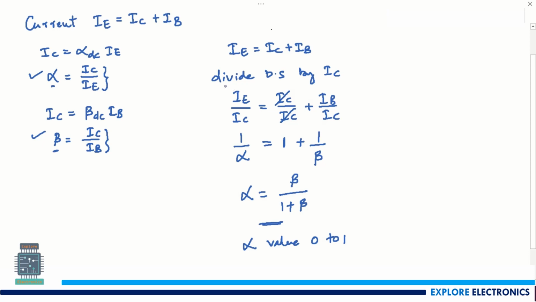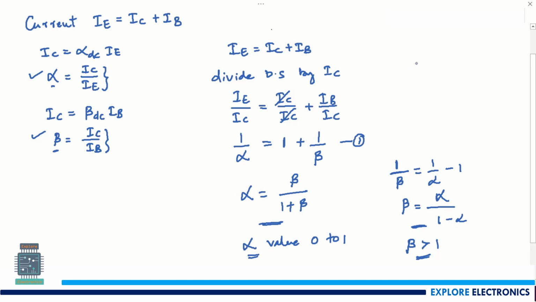In a similar way, from this expression, if we rearrange to write the expression for beta, 1 divided by beta is equal to 1 divided by alpha minus 1. Again from this we can write the expression for beta: beta is equal to alpha divided by 1 minus alpha. This is the expression for beta in terms of alpha, and we know that this beta value is always greater than 1. So this is the relationship between alpha and beta.